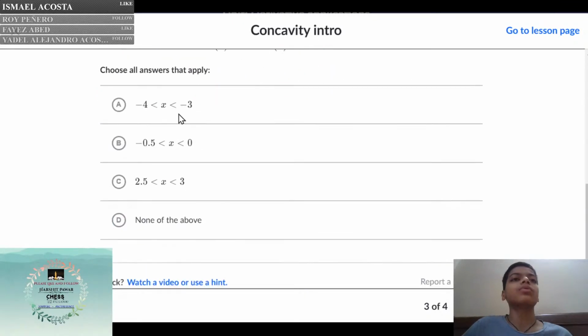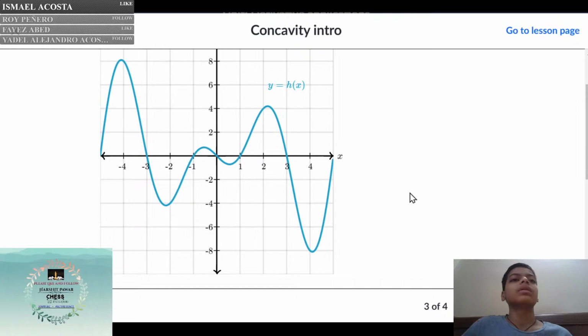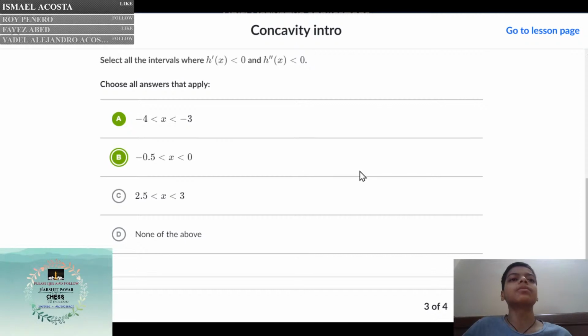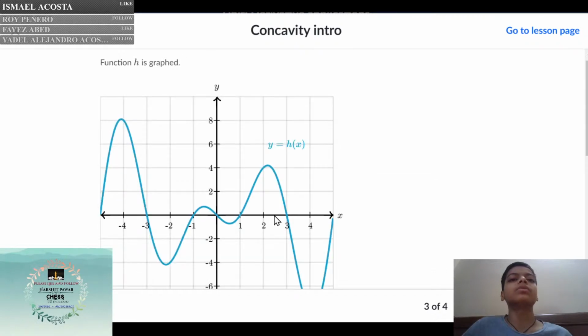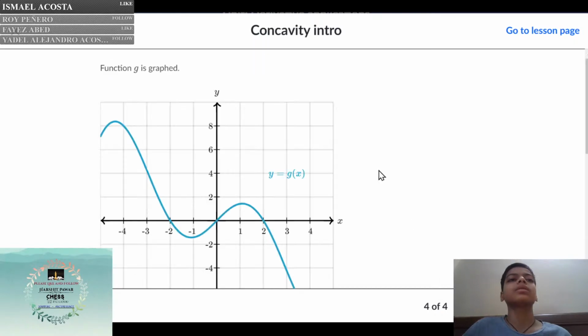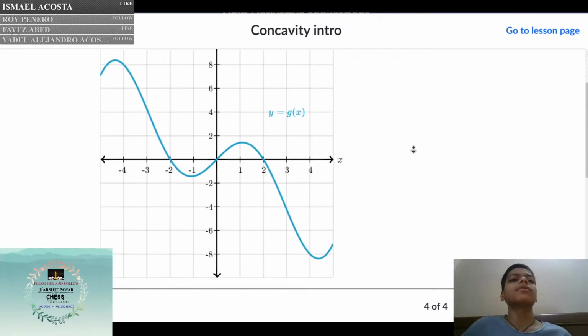Okay, so -4 to -3 is correct. -0.5 to 0. Well, we are 0. We are decreasing. So this is also one option. 2.5 to, we are also decreasing. Also an option. Correct.